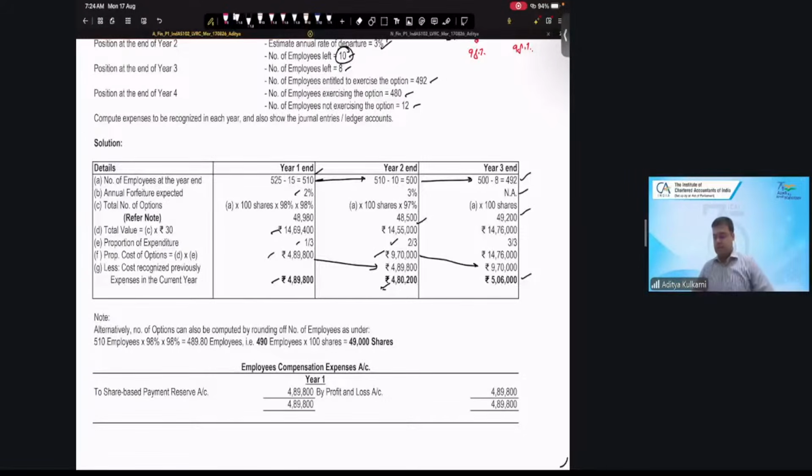fine. Okay, this is one way of solving. In some of the solutions you can see that number of employees are rounded off first. So what they do is it is 510 employees into 98% into 98% comes to 489.80 employees. That is basically 490 employees into 100. So 49,000 shares. This is also a reasonable assumption that is made. Okay, so nothing wrong here. You can take 48,980 or 49,000. Small variation will be there, but you can put this as a note and continue.